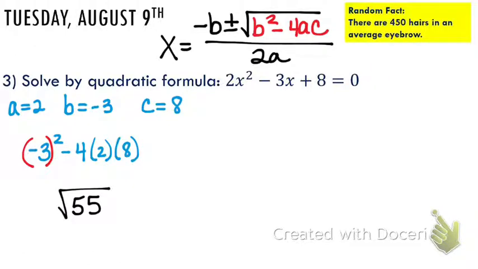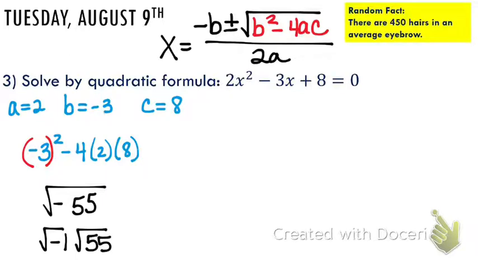Can we simplify 55? Is there a perfect square that will divide into 55? Yes. You got negative 55? Okay. So when it's negative, we always take out the negative 1. Is there a perfect square that goes into 55? So we can't divide it by 4, 9, 16. So it's just going to say 55. So that's actually really easy.